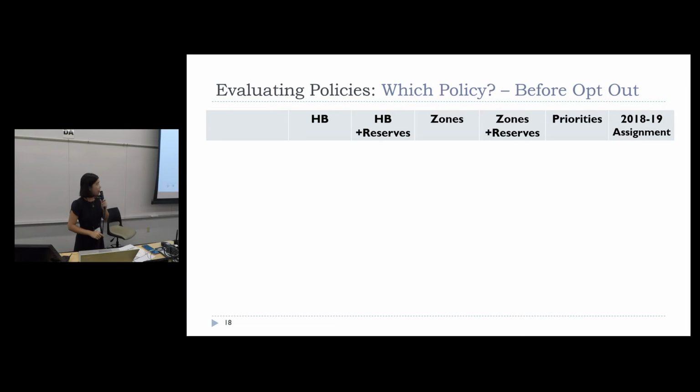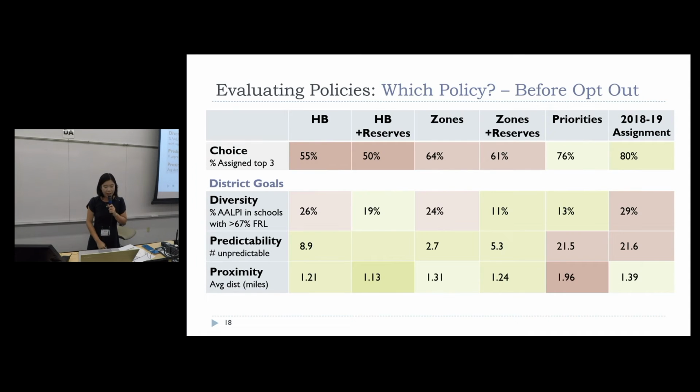Okay. So here are the policies. I have my home-based policies. I have my zone policies, both of these with and without reserves. I have the priorities policy. And as a benchmark, we have the actual assignment in 2018-19. And I have here just one representative metric for each of the district goals, as well as for choice, because this is school choice and we care about choice. And this is a lot of numbers, so let me walk you slowly through just a few of them.